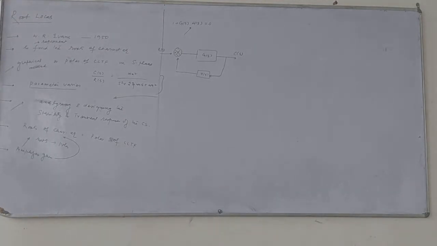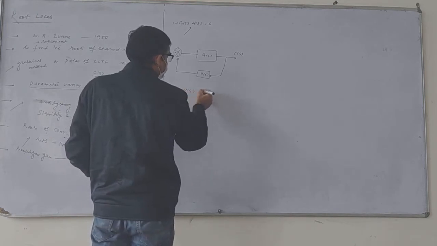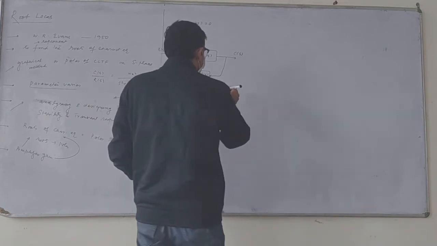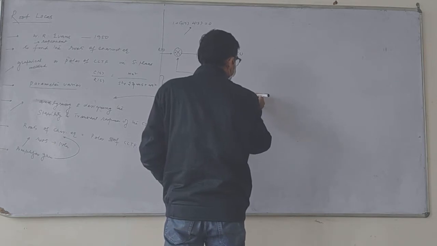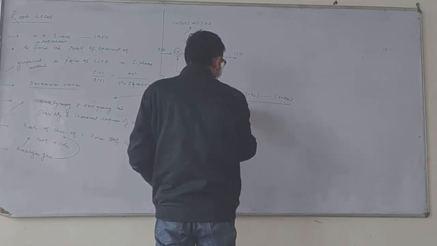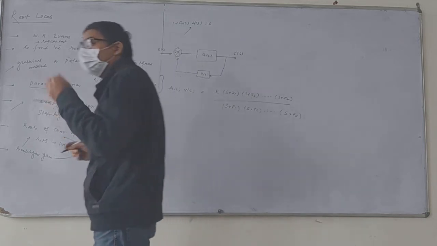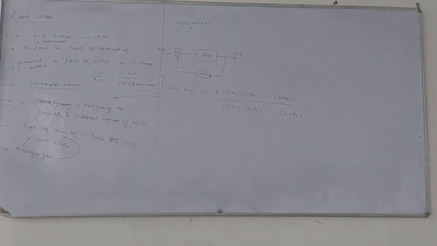Now, let's say I have this characteristic equation and I present the open loop transfer function, which will include the variable gain K. Let me express that in the factorized form. Open loop transfer function, which will use the variable gain K, and then I can represent the factorized form of this. What is this? I'm representing an open loop transfer function, which is G of S H of S, having a variable gain K, and the poles and zeros are represented in the factorized form like this.